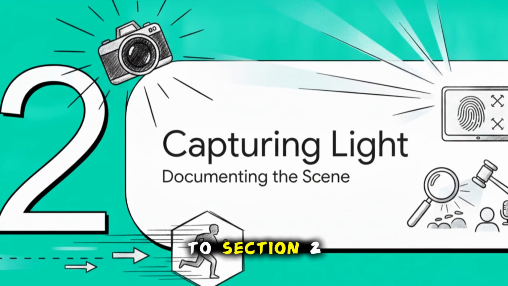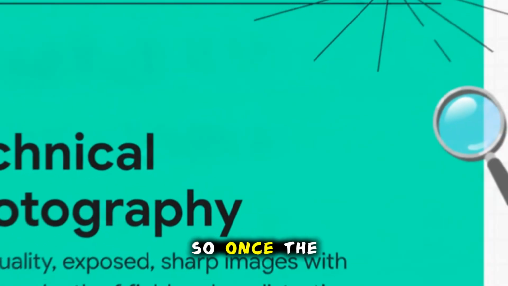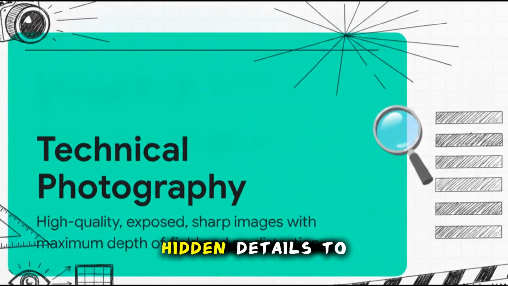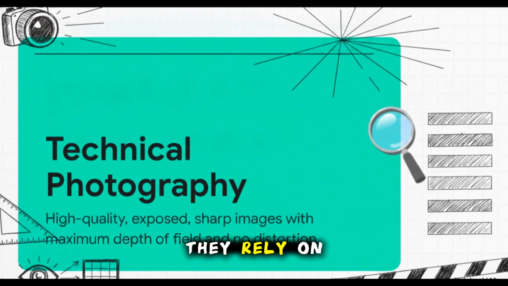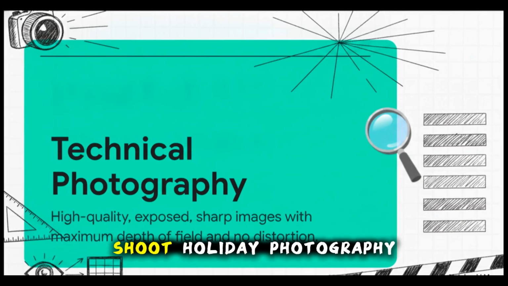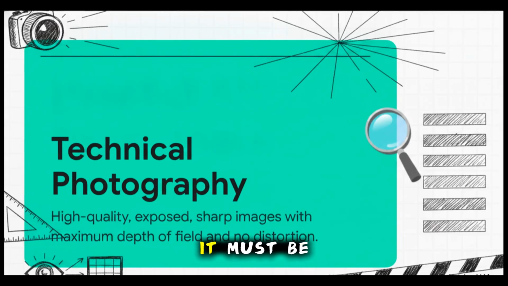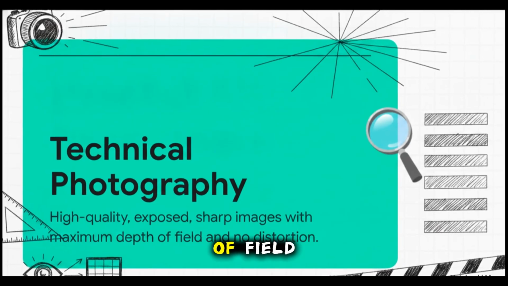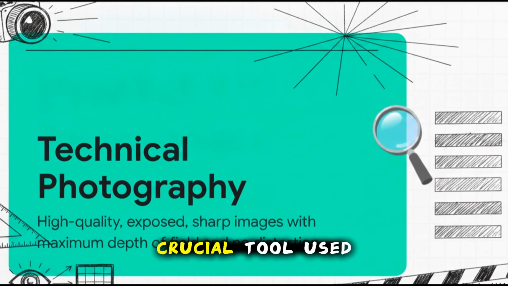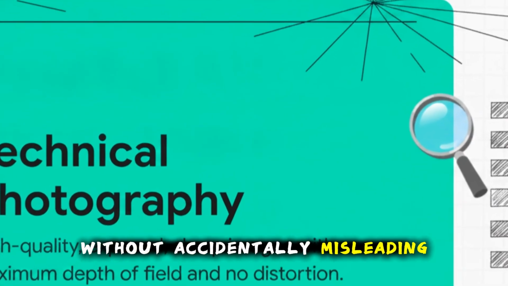Moving right along to Section 2, capturing light and motion, documenting the scene. So once the scene is frozen and secure, how do investigators visually document it to bring its hidden details to life in a courtroom? They rely on a tool called technical photography. And just to be clear, this isn't your standard point-and-shoot holiday photography. Technical photography is defined by 4 strict rules. It must be correctly exposed, have maximum depth of field, be totally free from distortion, and sit in razor-sharp focus. This is the crucial tool used to meticulously capture shadow, light, and perspective without accidentally misleading the viewer.